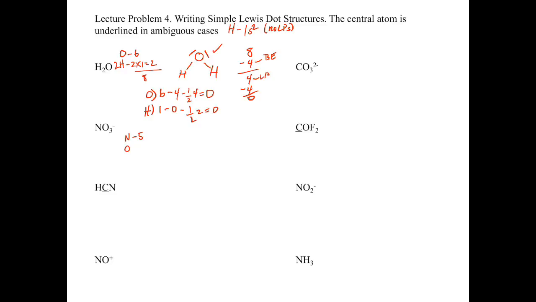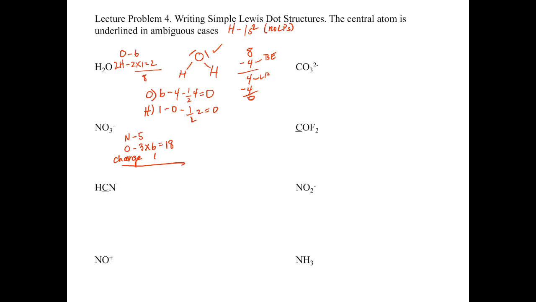Our nitrogen is going to bring 5 electrons to the party. Nitrogen has a 2s2, 2p3 configuration, giving us 5 electrons. We have 3 oxygen atoms. If you multiply 3 times 6, that's going to give 18 electrons. Now, we have this minus charge, so we know that this molecule has 1 extra electron added to it. So we're going to put 1 extra electron. This comes from the minus charge.